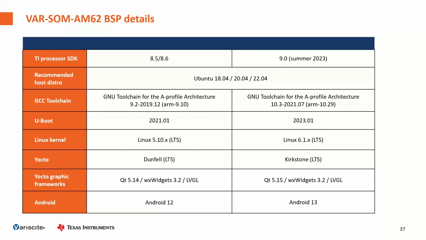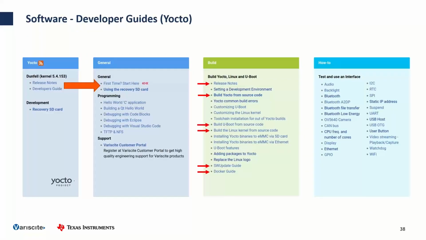And let's now talk about how the wiki will appear. Once you select the Yocto page, you should find a presentation with 3 columns: general, build, and how-to. The general section provides the basic information about how to start and how to use the recovery SD card. This is very important. Every single SDK that we provide comes with a recovery SD. The recovery SD is a kind of recovery image that you can download and burn on your SD card.